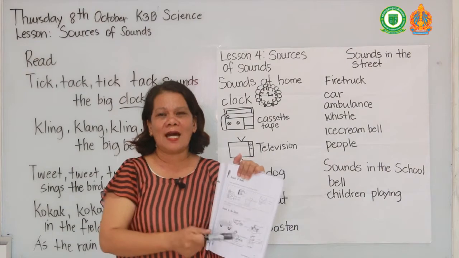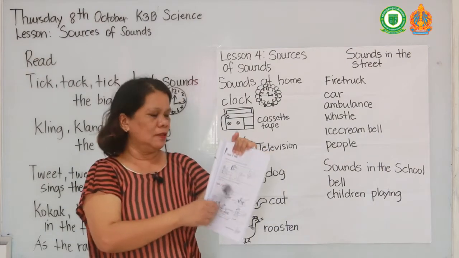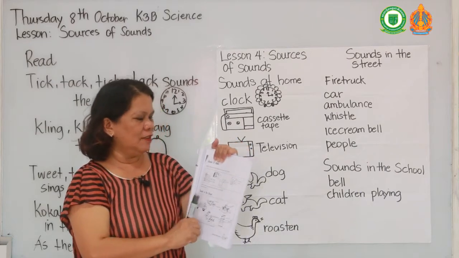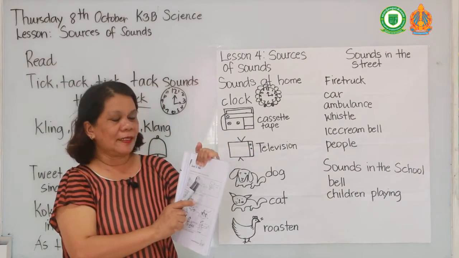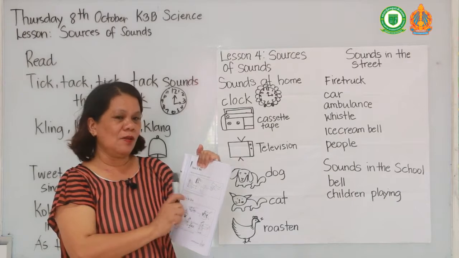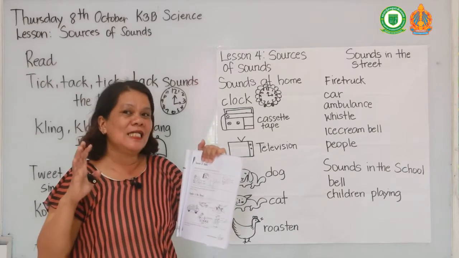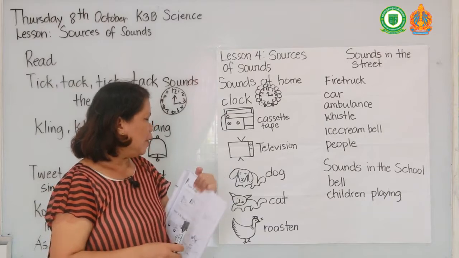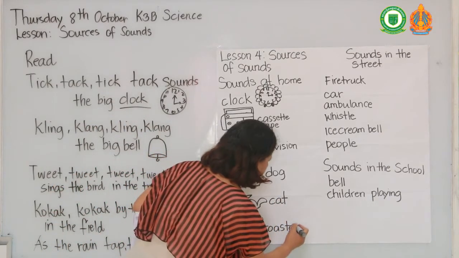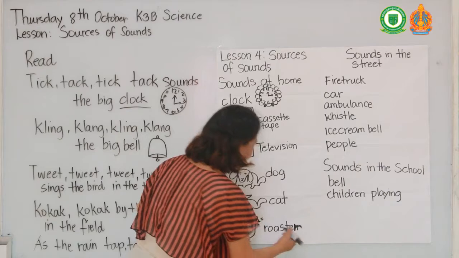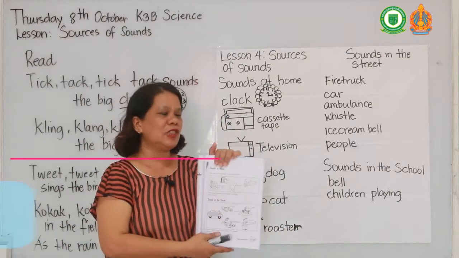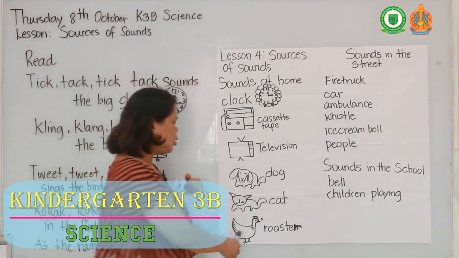Then outside your house, if you have a dog, the dog keeps on barking, arf, arf, arf. And also the cat sounds meow. So you can see the sound of animals. Even rooster, this is rooster, letter R. Rooster, your chicken. The male chicken we call rooster.